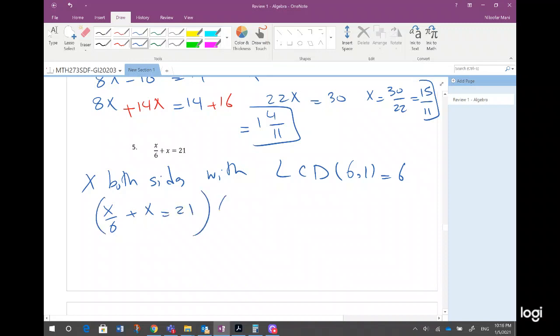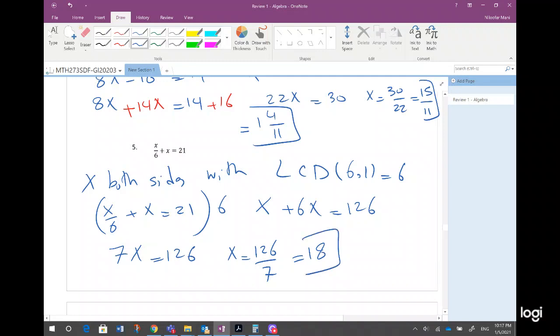Yes, I multiply with 6. Remember, for the first one you cancel 6 and 6, so don't write 6x. You just write x because you cancel 6 and 6. For the second one you write 6x equal, don't forget, some students just write 21. No, 21 multiple 6. So it is 126. So it is 7x equal 126, and x is 126 divided by 7, which is 18 is the answer.